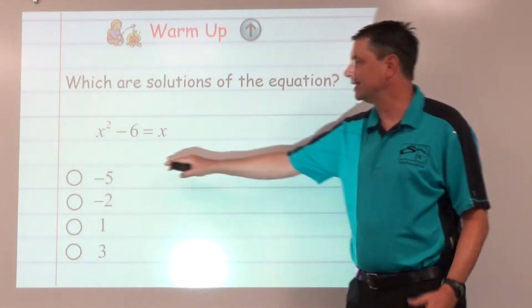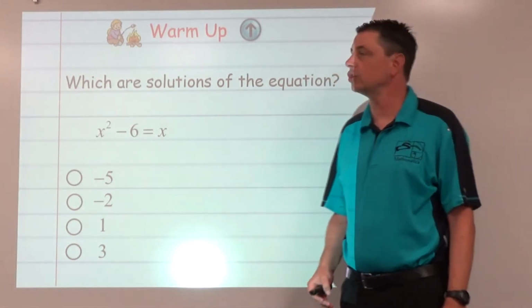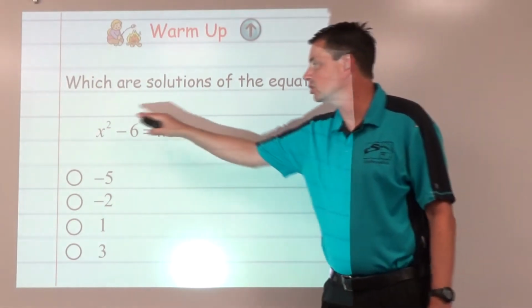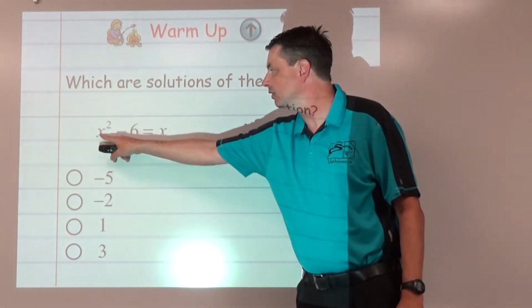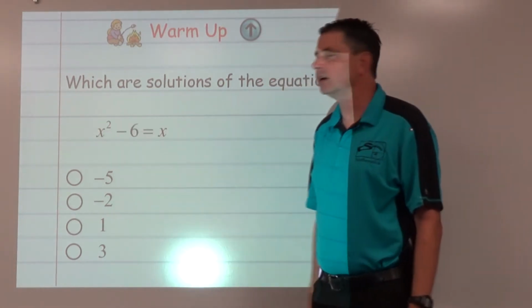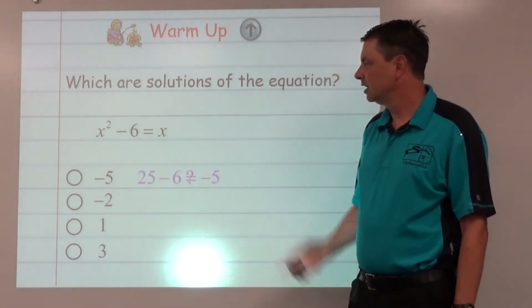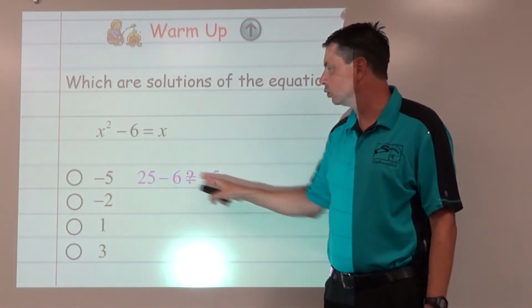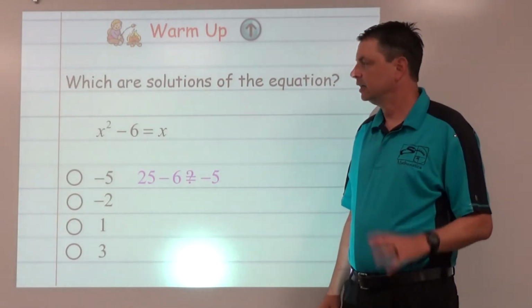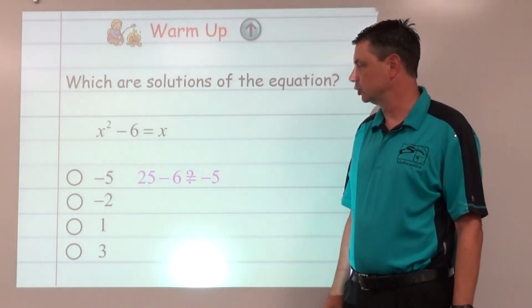All right, so we're going to check -5 first, and if we're just going to determine whether a value is a solution to the equation, we're going to substitute into the equation the -5 for x here and here. So -5 squared is 25 minus 6. Does that equal the -5 that we're substituting in? Clearly it does not, so that's not going to be a solution.